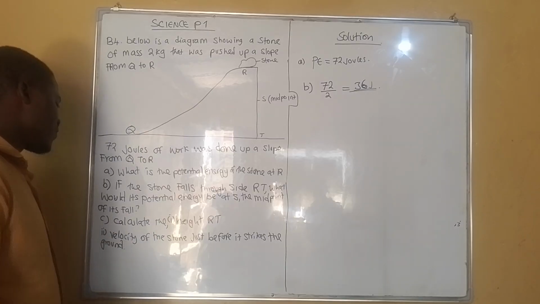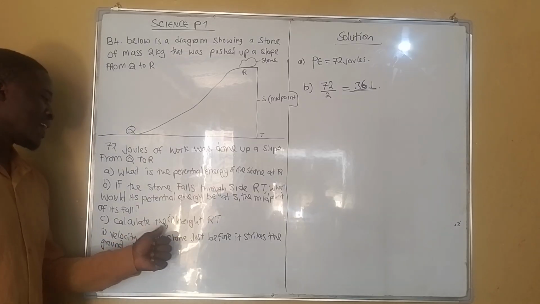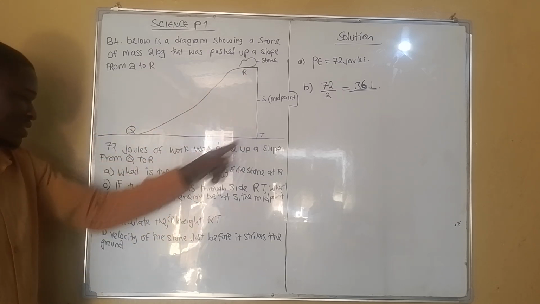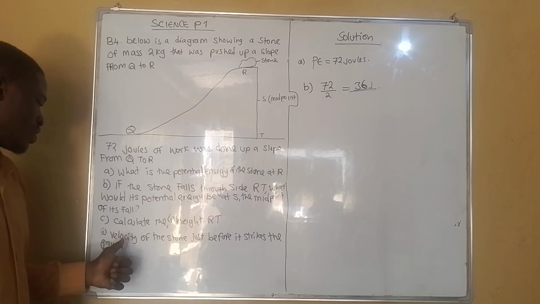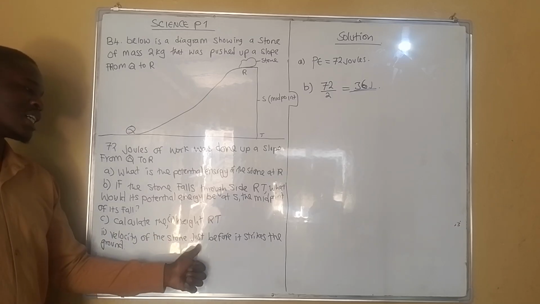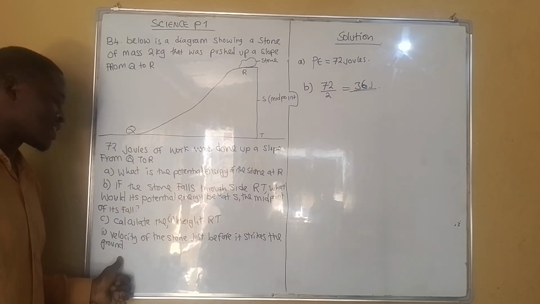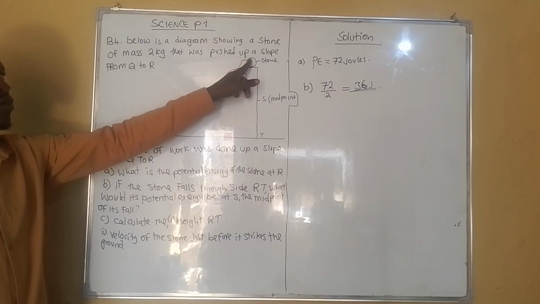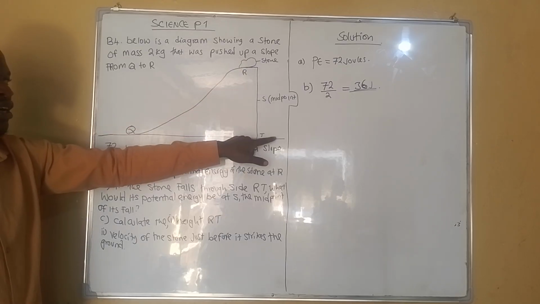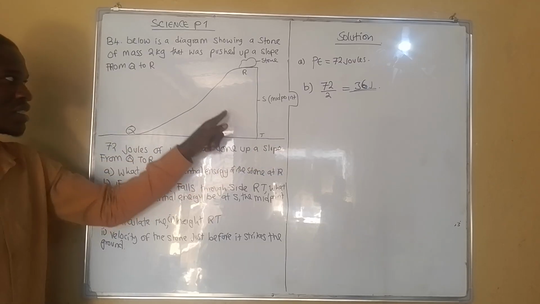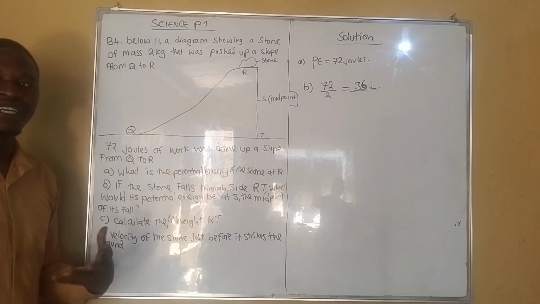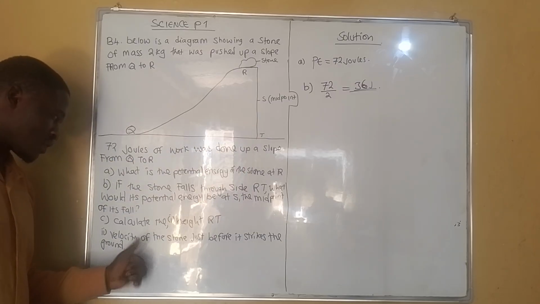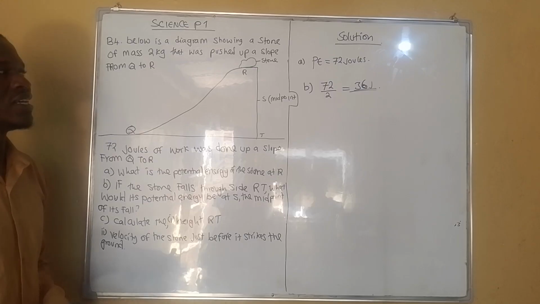Number C. They want us to calculate the height RT, and they also want us to calculate the velocity of the stone just before it strikes the ground. So if this stone was to fall from this point up to the ground, here, this is the ground, what would be its velocity before it reaches T? That's what they want us to find here. They also want us to find the height.